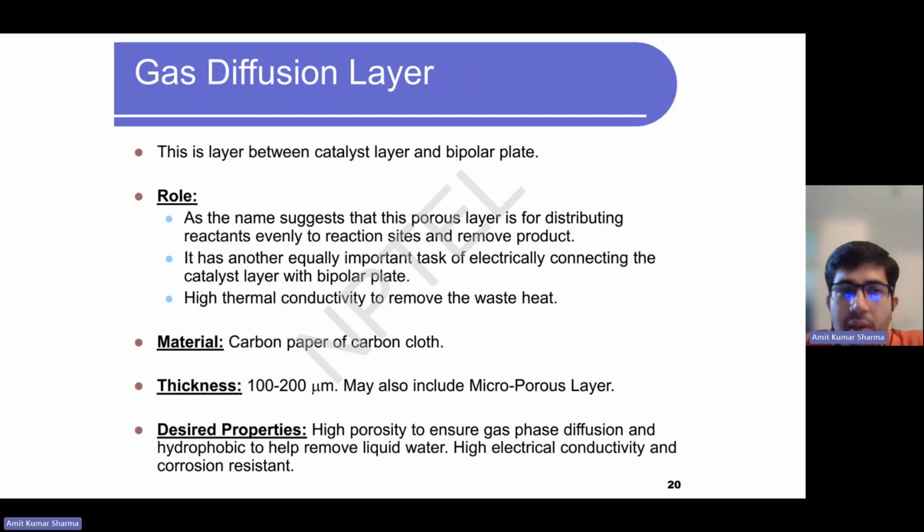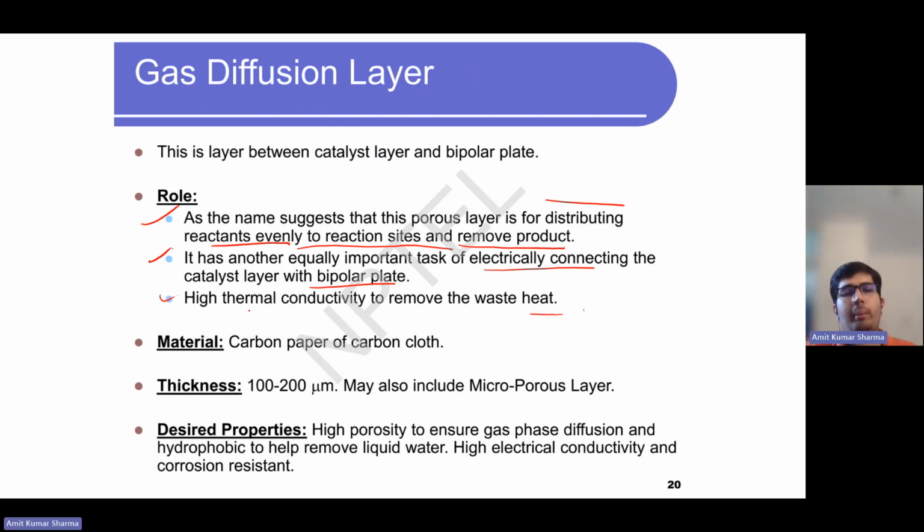The gas diffusion layer, I think we also have a question about it. This is the layer between the catalyst layer and the bipolar plate. It is a porous layer for distributing reactants evenly to reaction sites so that the electrochemical reaction can happen smoothly and evenly, and for removing the product. It has another equally important task of electrically connecting the catalyst layer with the bipolar plates. It also needs high thermal conductivity to remove the waste heat.